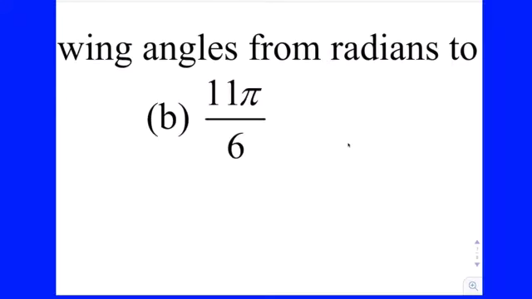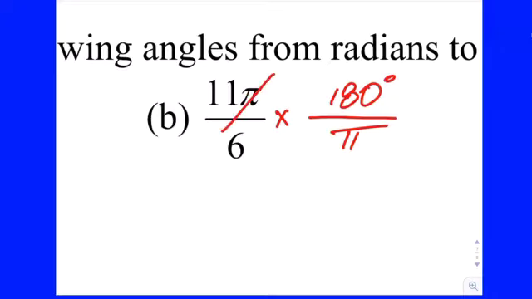11π/6. Go ahead and convert that one on your own. See what you get. Pi's divide out. Again, however you want to do it. You want to do 180 divided by 6 first, then times 11, or 11 divided by 6 times 180, or 11 times 180 divided by 6. You should get 330 degrees.